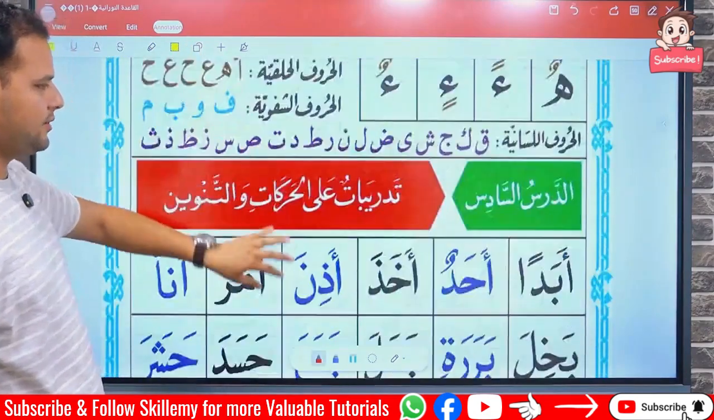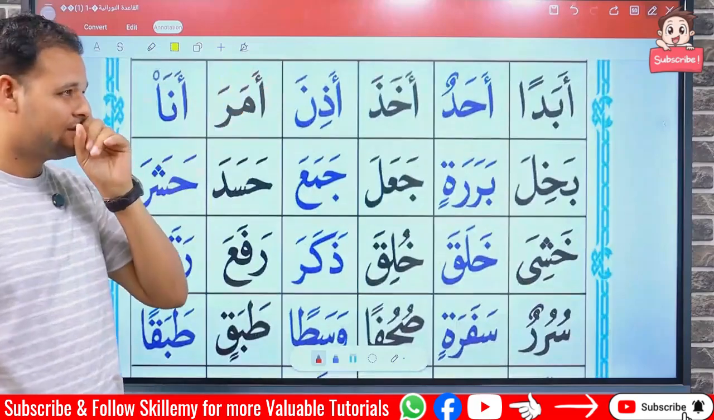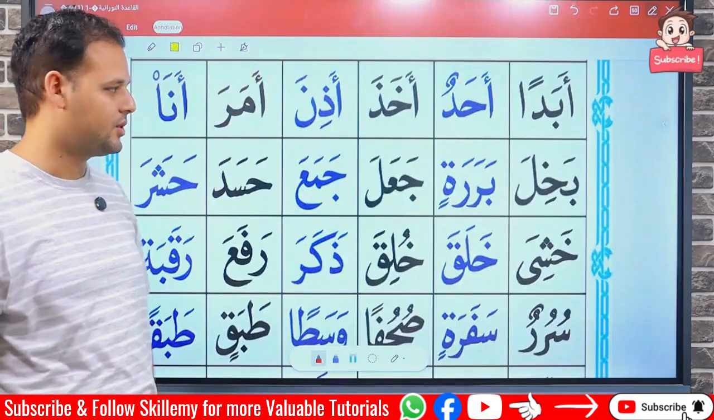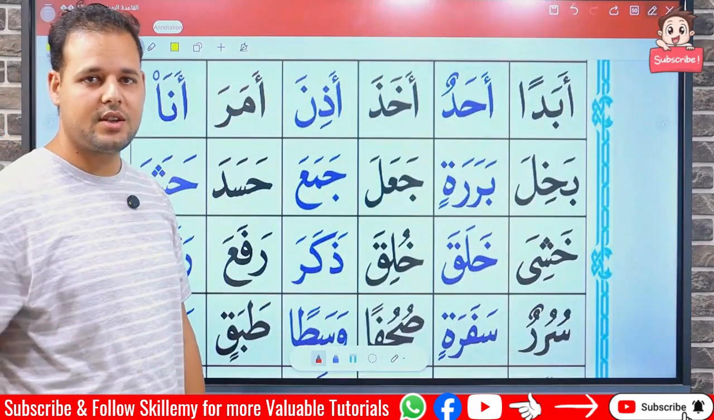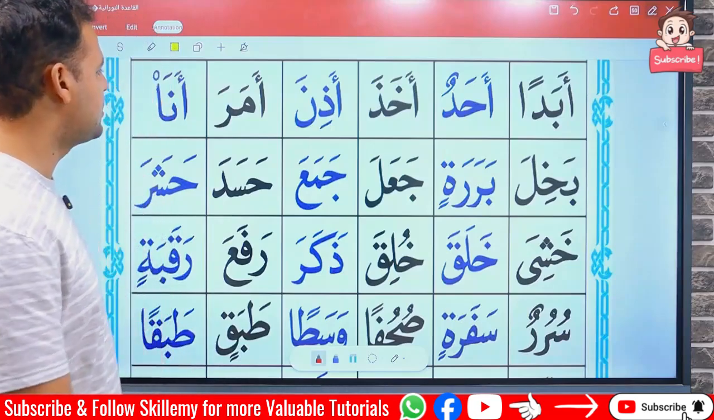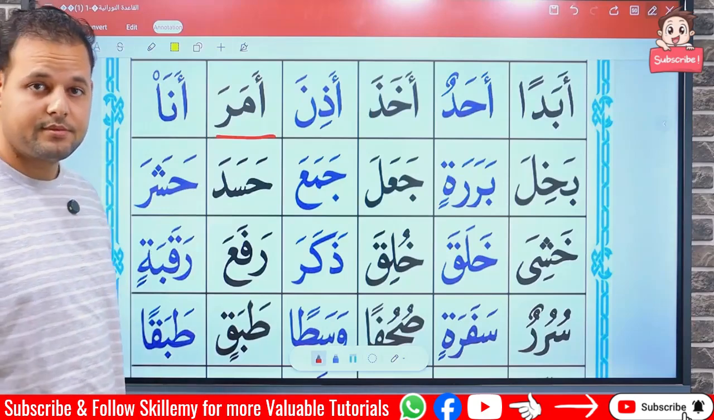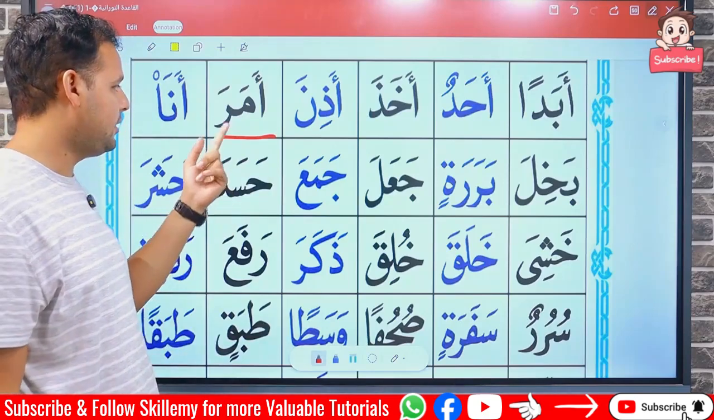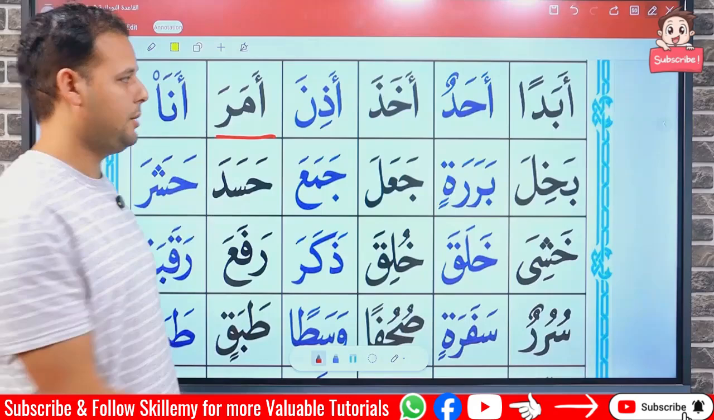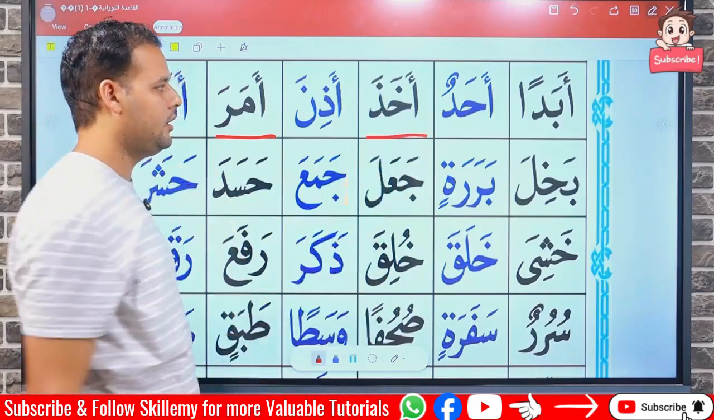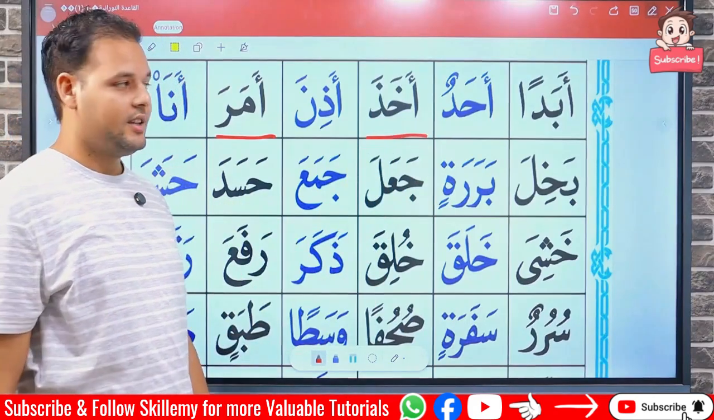And then you've just finished 80% of the language reading. Now let's try to exercise this in words. We'll start with this one. Yes, it's a, ma, ra. How about this one? A, kha, za.